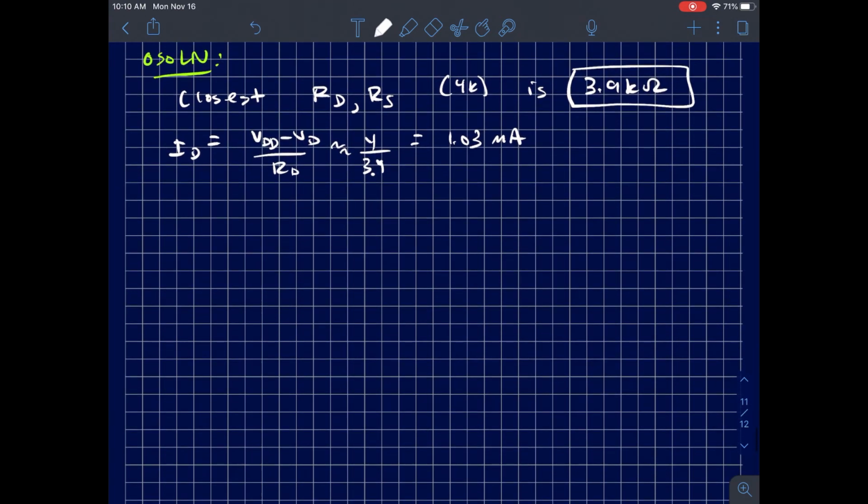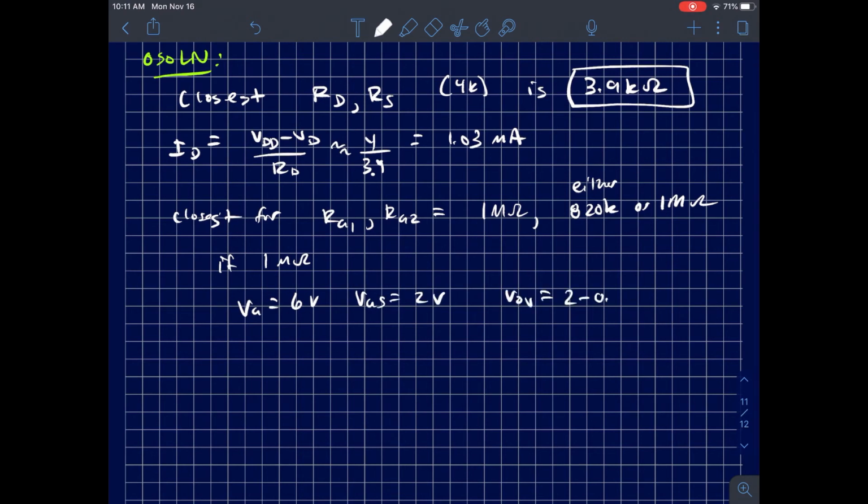Now the closest for RG1 and RG2 is 1 mega ohm, which fortunately is what we calculated for RG1, and either 820k or 1 mega ohm for RG2. If we choose 1 mega ohm, then V gate becomes 6 volts and V gate to source is 2 volts. The overdrive voltage is 2 minus 0.5 or 1.5 volts. So that's a significant change to my overdrive voltage.